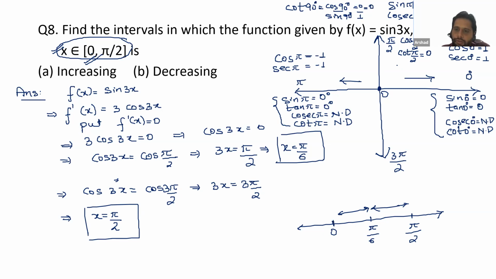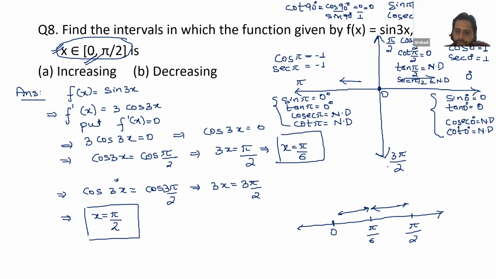Now we have tan. So what is the value of tan pi by 2? Undefined. Not defined. What is left? Sec. What is sec pi by 2? Undefined. Not defined. So for pi by 2, you can learn these values. You know, sine 90 is 1, cosec 90 is 1.